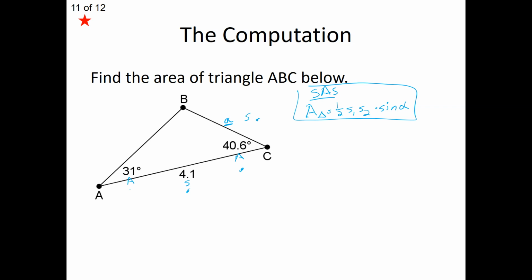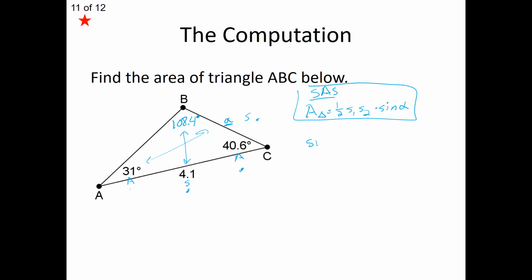To do that, we've got to know what side A is, which means we've got to use the law of sines. To begin the law of sines, we always find the missing third angle of our triangle. Since we have angle A and angle C, let's find missing angle B. By using our triangle angle sum formula, the angle measure for angle B is 108.4 degrees, which means we now have enough information to find the length of side A, because we need to know the angle opposite it. So we have that pair, and we have another pair of an angle and an opposite side. Let's write out the law of sines for this one.